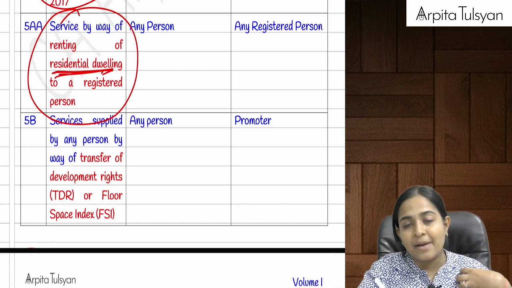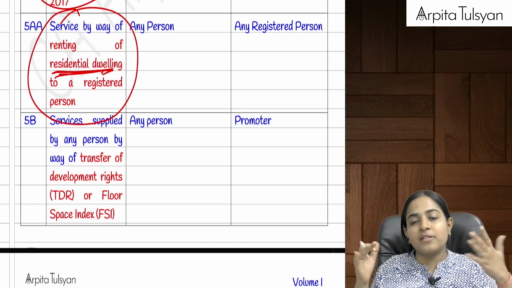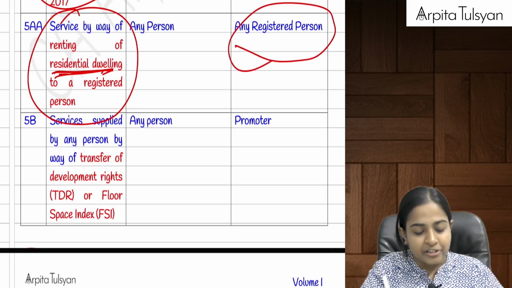That is, if I am renting any residential house to any registered person, I am not responsible to collect the taxes and pay to the government. The responsibility is on that registered person.